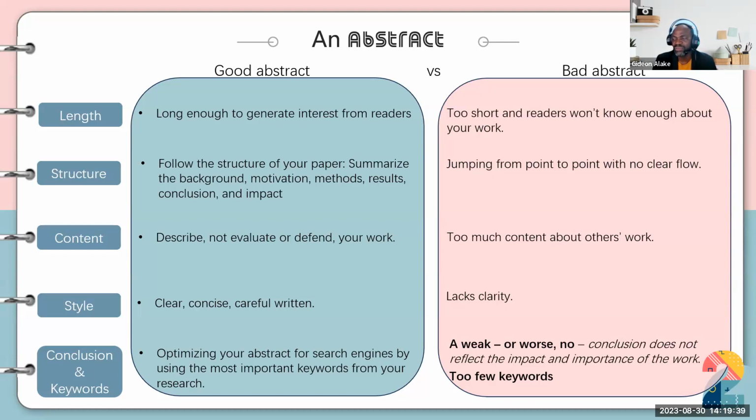And even if you have to mention anybody's work, it has to be minimal. But you have to project your own work. The style should be clear, concise, and carefully written. So it should be carefully, not careful. And then the other side is also if it lacks clarity. It's easy to just drop it if somebody reads your abstract and it is not clear enough.